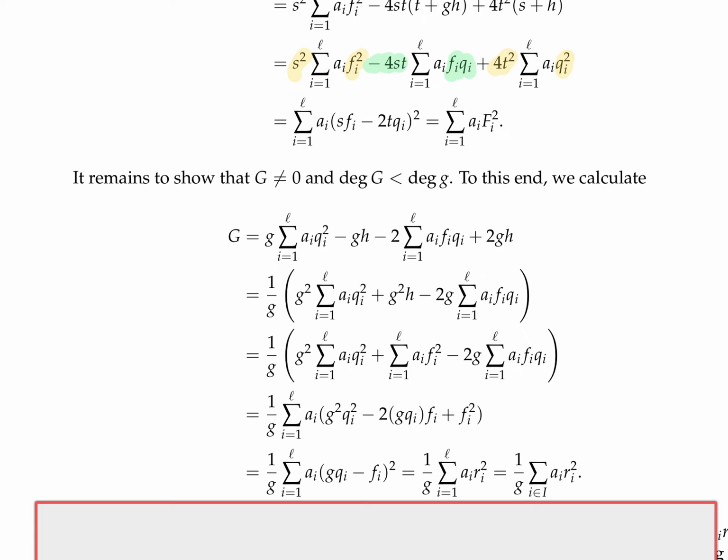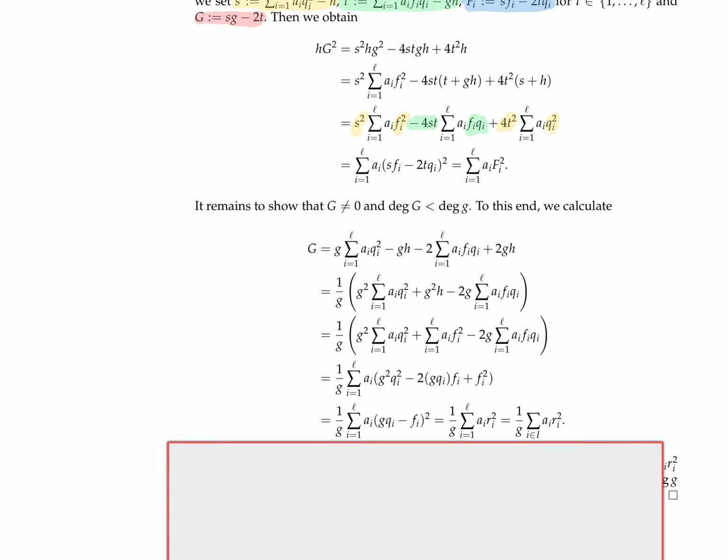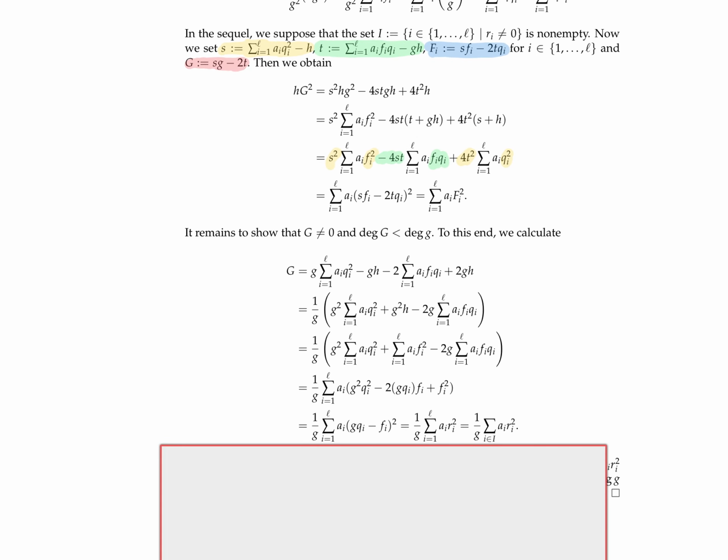So that was actually the remainder, the ith remainder, of course. So fi was g qi plus ri, right? And so I get here ri squared. So I get 1 over g times, and I don't need to look at those indices where the weight ai is 0, of course, so I can sum here only over the capital I. Okay.